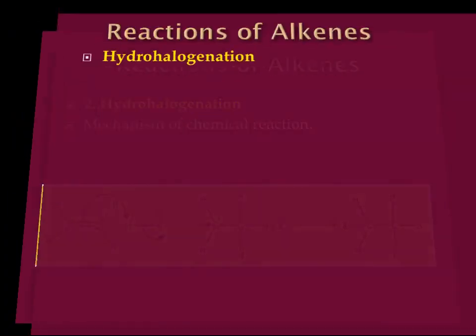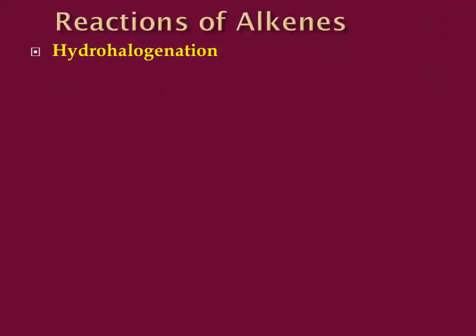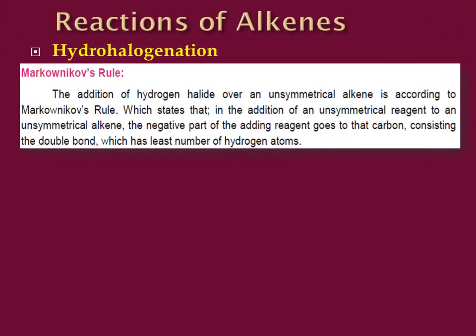Students, the rule is called Markovnikov's rule, which states that in the addition of an unsymmetrical reagent, for example HX, to an unsymmetrical alkene which cannot be divided into 2 equal halves, the negative part of the reagent goes to that carbon of the double bond which has the least number of hydrogen atoms. Let us look at this chemical reaction.